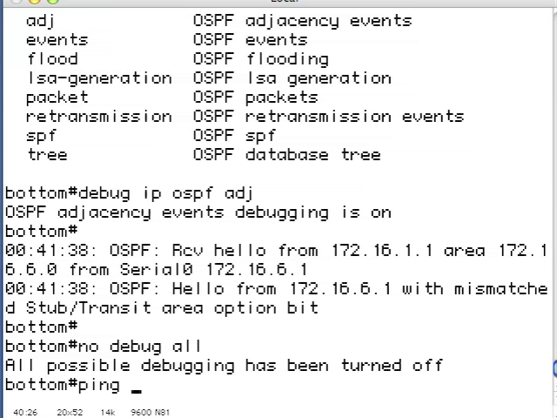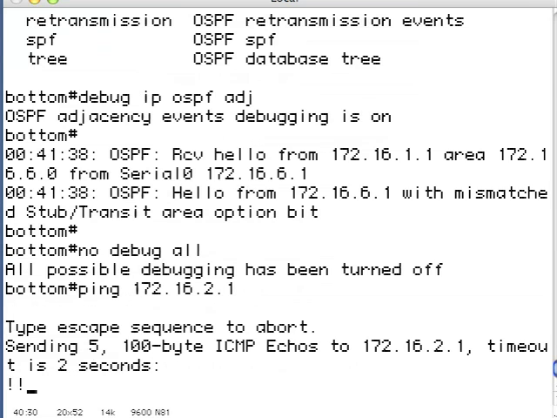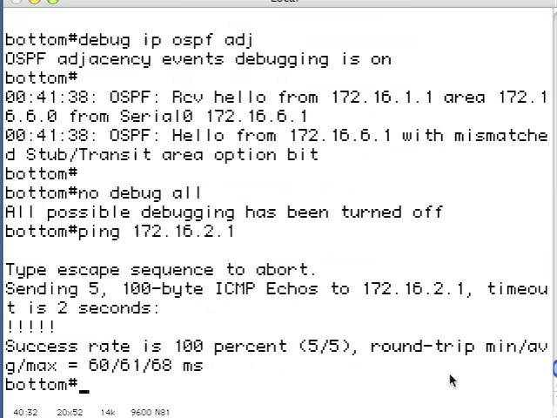And so now if I try to ping 172.16.2.1, it worked. Let me try to figure out why.